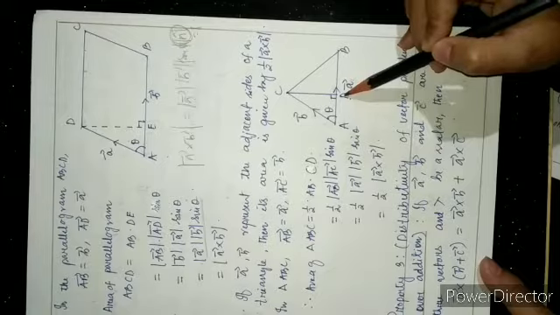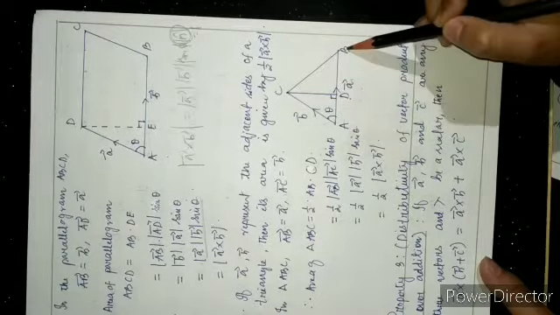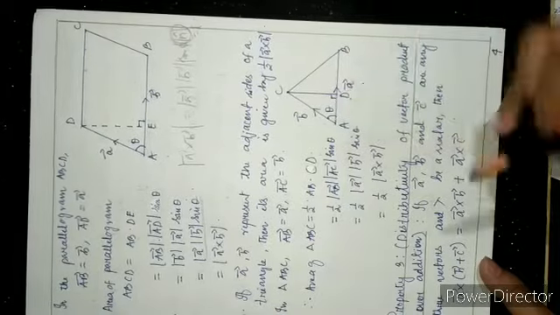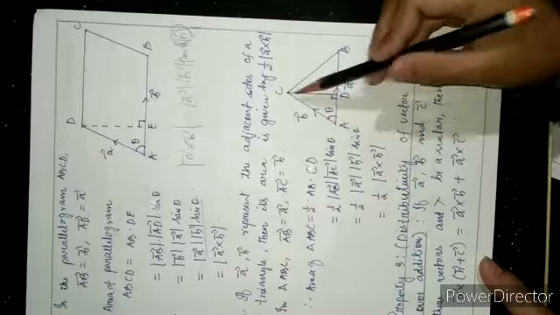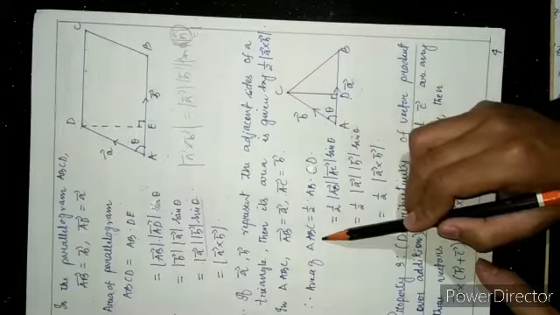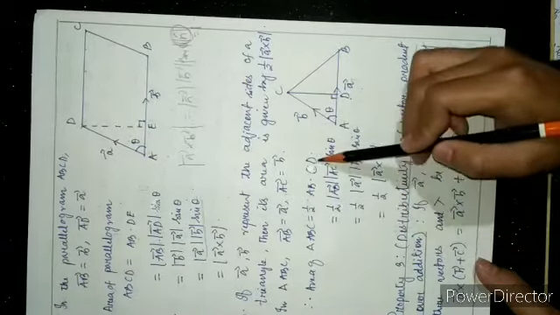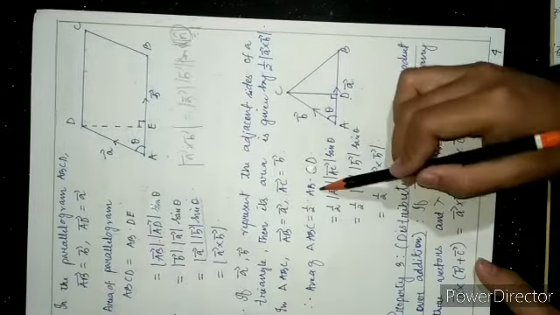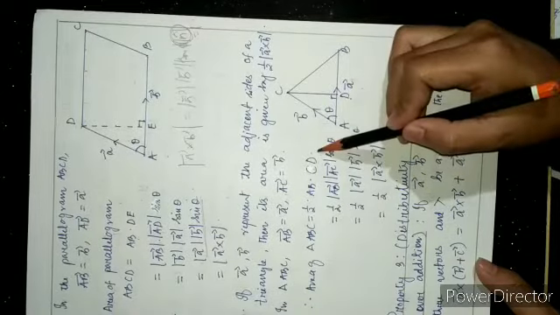CD is the altitude on the side AB, the perpendicular, and theta is equal to angle CAB. Therefore, area of the triangle ABC is equal to half base into altitude. Here the base is AB and the altitude is equal to CD.